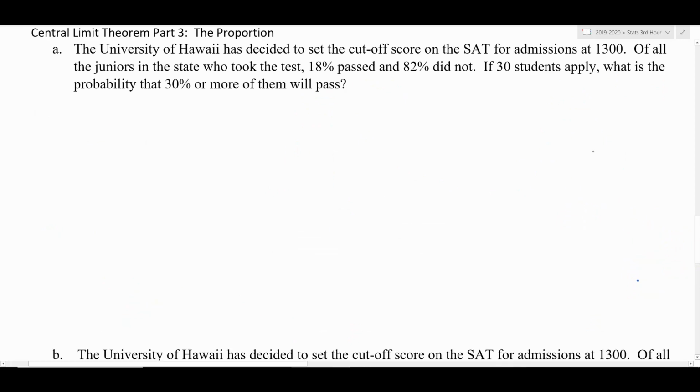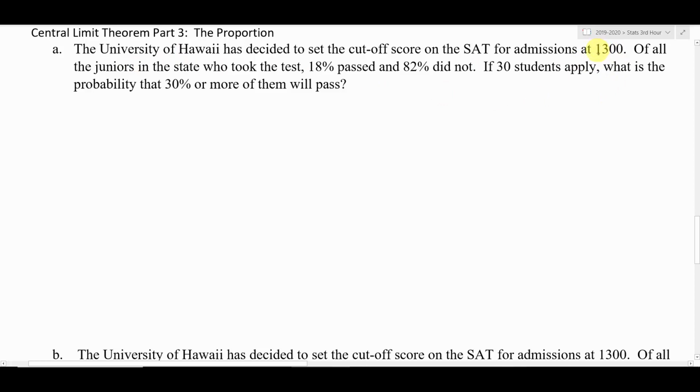All right, so first problem here. We're going back to Hawaii, if you remember those problems from the previous sets of notes. So we're back in Hawaii, and this time the University of Hawaii has decided to set a cutoff score on the SAT for admissions at 1300. That means to get accepted into this university, you need to get a score of 1300 on the SAT.